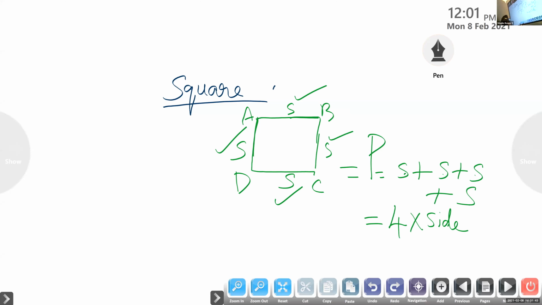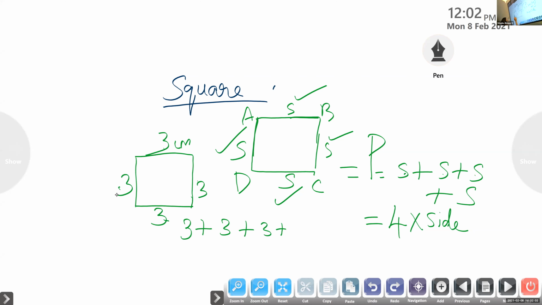4 into side. Okay. So children, if I'm taking this square with 3 centimeter, here also everywhere it's 3. So it is 3 plus again 3 plus here also 3 plus here also 3.